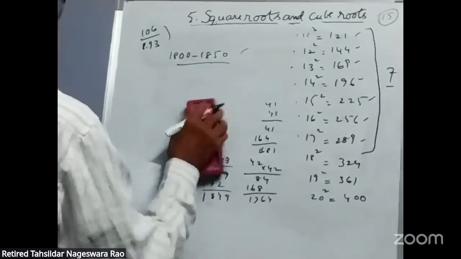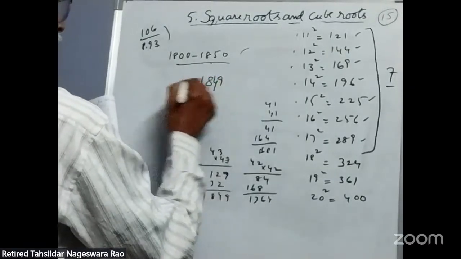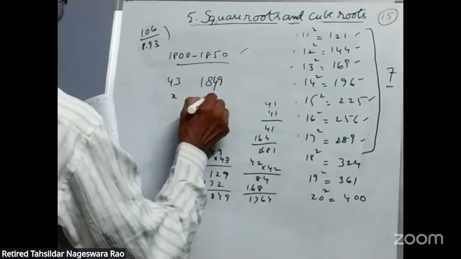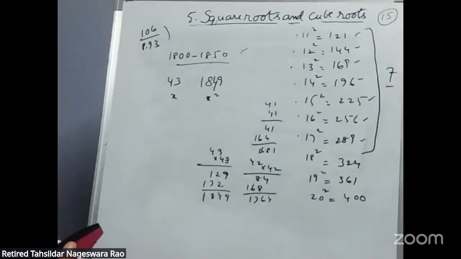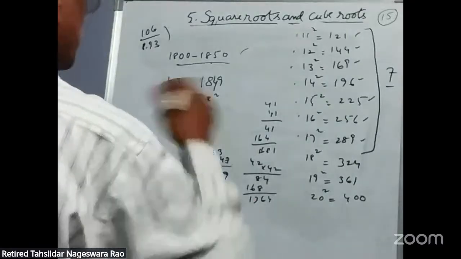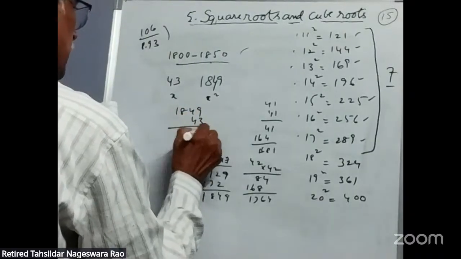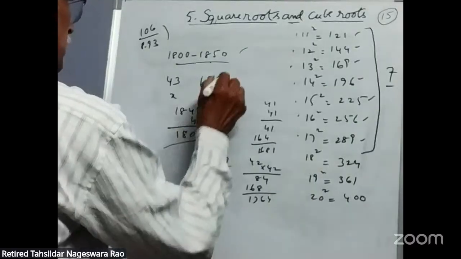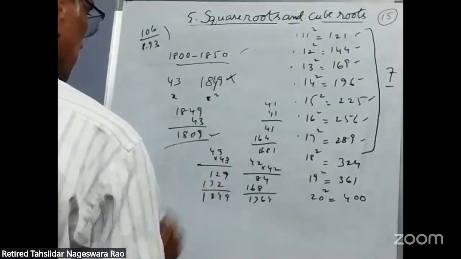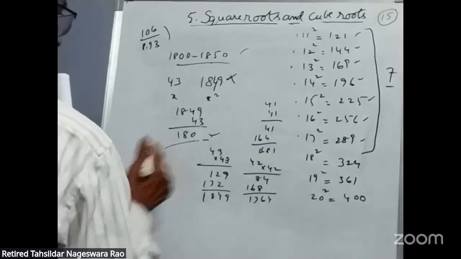So in the year 1849, his age will be 43. This is x and this is x square. His age should be the square root of the year. In 1849 he was 43 years old. But the question is, what is the birth year? 1849 minus 43. Birth year is 1806. That is the answer.